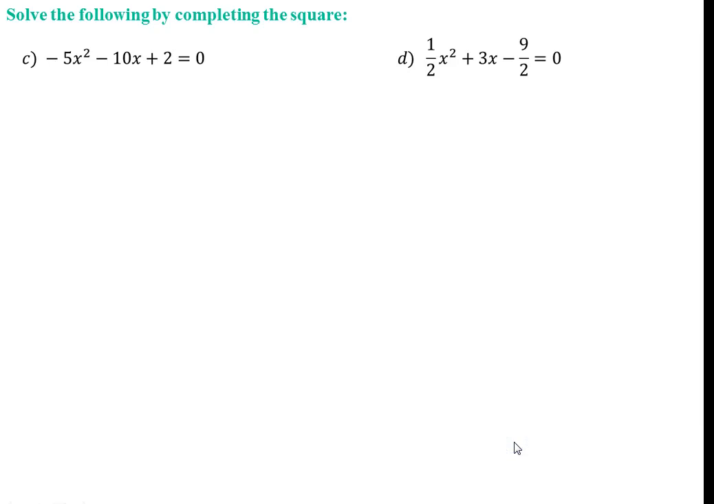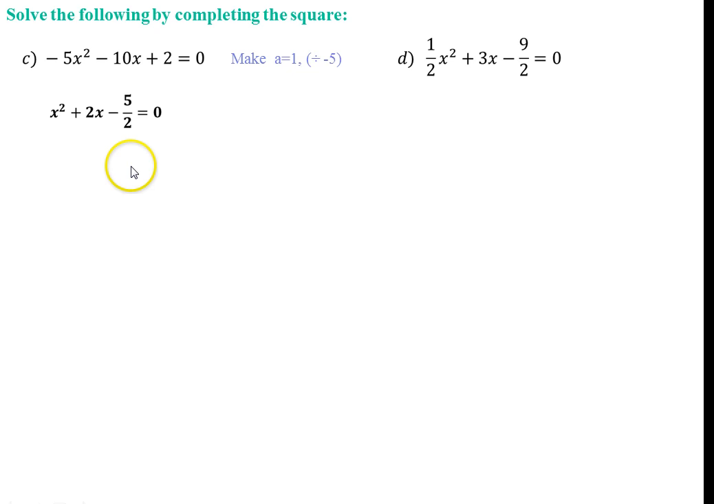Let's try a couple more. A little more complex one. We've got an a value that is no longer 1, so we're going to get rid of that a value. We're going to make a equal to 1 by dividing the whole equation by negative 5. So negative 5x squared divided by negative 5 is 1x squared, negative 10x divided by negative 5 is 2x, and 2 divided by negative 5 is negative 5 halves.